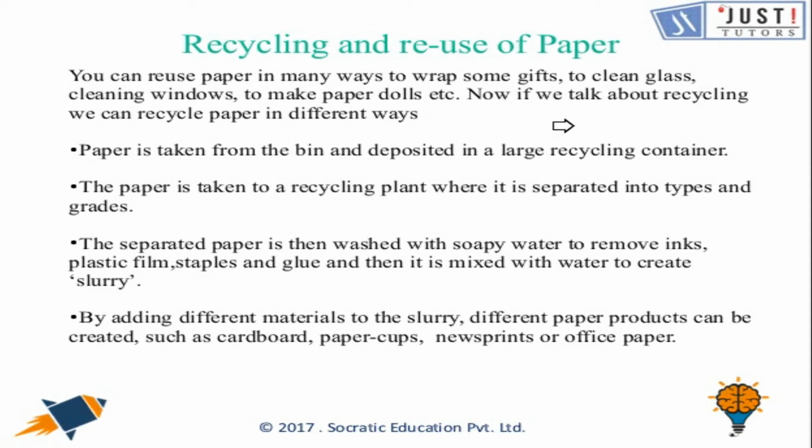Now let's talk about recycling paper. So let's learn how paper is recycled in the most systematic manner. The first step is to take the paper from the bin and to deposit that into a large recycling container. The next step is to take the paper and separate that into different types and grades. And then the separated paper is washed with soapy water to remove inks, plastic films, staples and glue, and then it is mixed with water to create slurry.